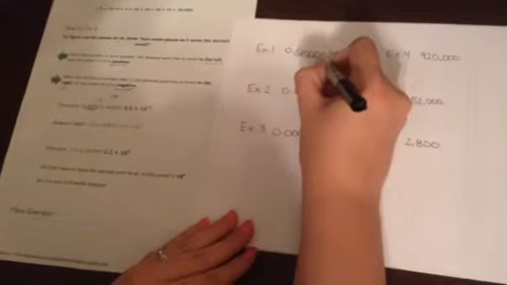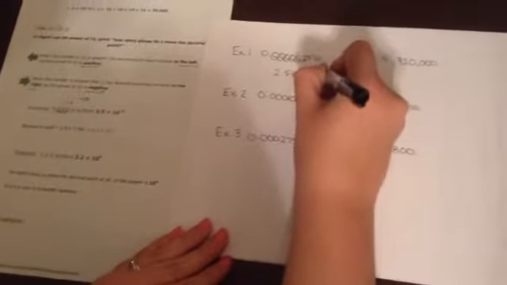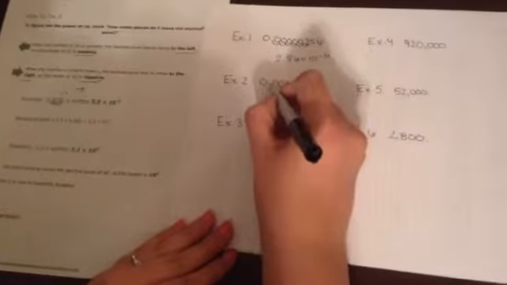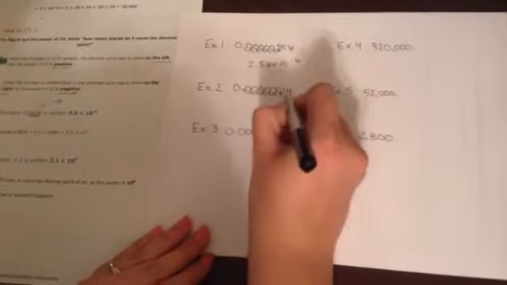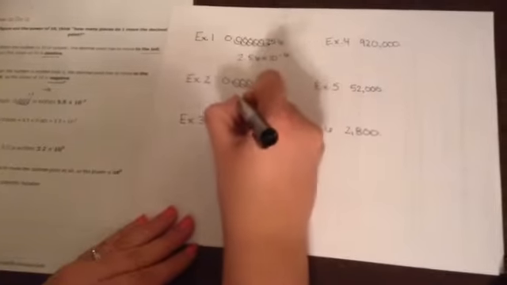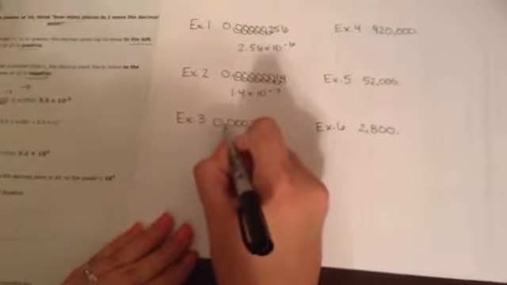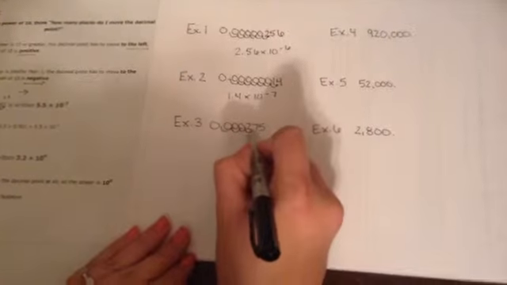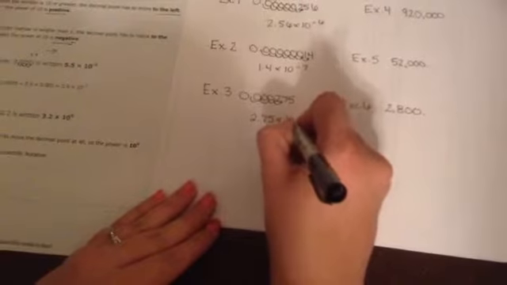So we have 1, 2, 3, 4, 5, 6 spots to the right, making it 2.56 times 10 to the negative 6. We'll do the same thing over here. 1, 2, 3, 4, 5, 6, 7 spots to the right because it was smaller than 1, making it 1.4 times 10 to the negative 7. And the last one down here, we're going to be moving it 1, 2, 3, 4 spots. So making it 2.75 times 10 to the negative 4.